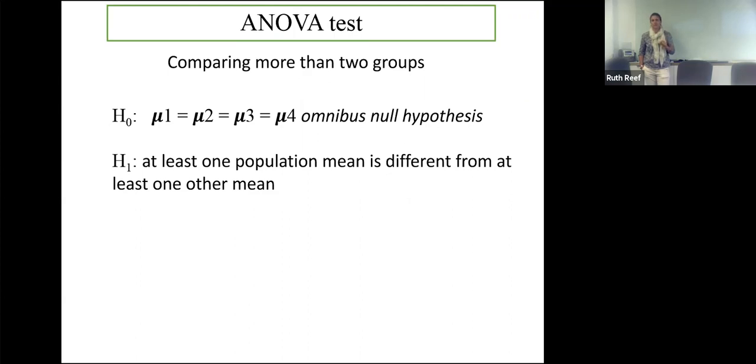tests, but I will have to conduct other tests later, what we call post hoc tests, to work out who's actually different to whom. Okay, so the omnibus null is all the means are the same, the alternative is at least one is different. Or in other words, not so. Okay, so all the means are the same, alternative, not so. Okay.